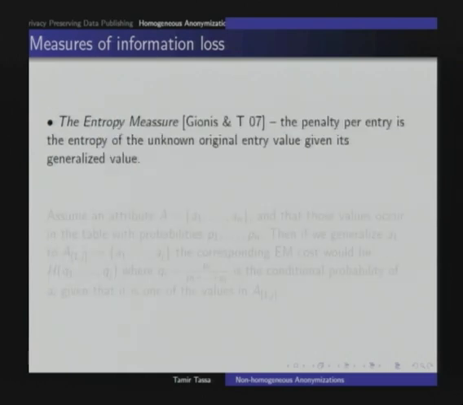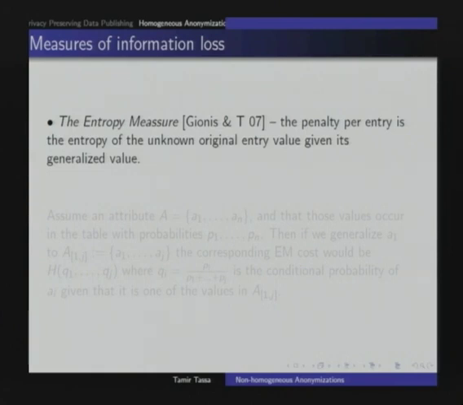Another measure is the entropy measure. Here, the penalty per entry is the entropy of the unknown original entry, given that it belongs to the published subset of values. I guess that the term entropy is known to all of you? Okay.